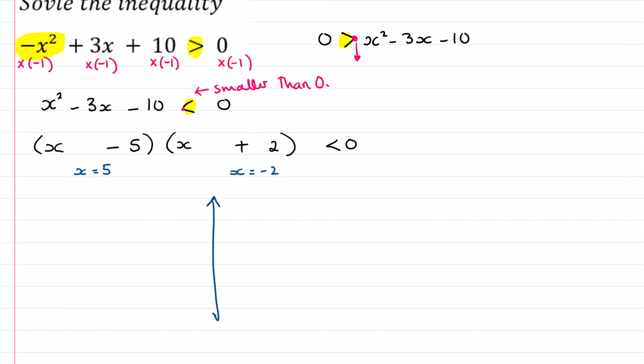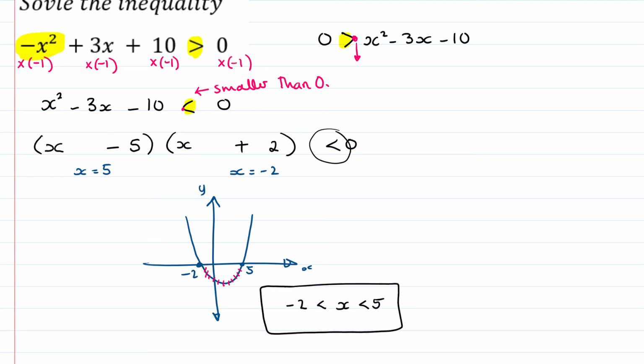And we're going to plot the graph, and it's going to be minus 2 and 5, and it is smaller than. So it's below the x-axis, so x is bigger than minus 2 and smaller than 5, and we don't need an equal in the inequality because the question doesn't have an equal in the inequality. Most important thing, keep x squared positive at all times and then solve from there.